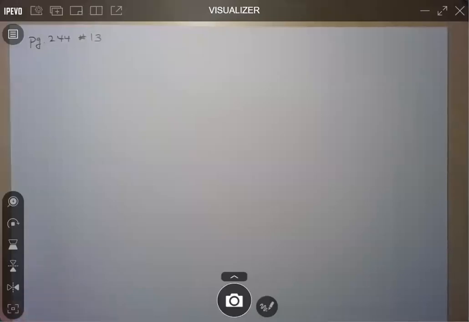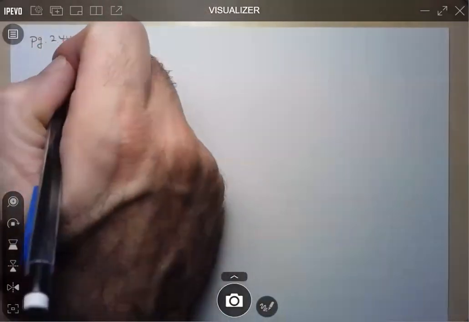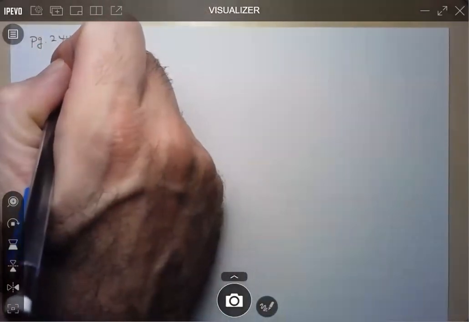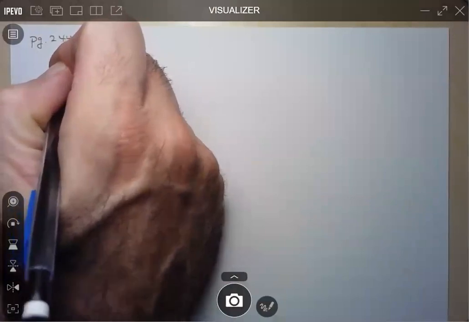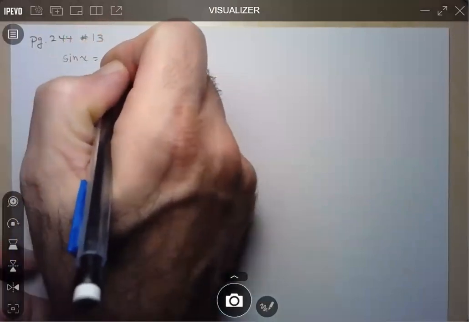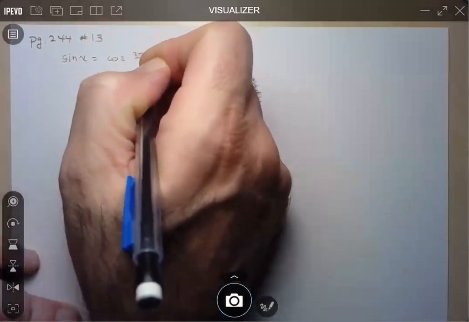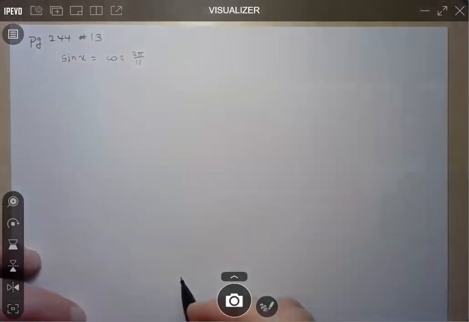Okay, so 244 number 13 says, given that sine x equals cos 3 pi over 11. So I'm just going to write that down here. Sine x is equal to cos 3 pi over 11, and that x lies in the second quadrant. Determine the measure of angle x.